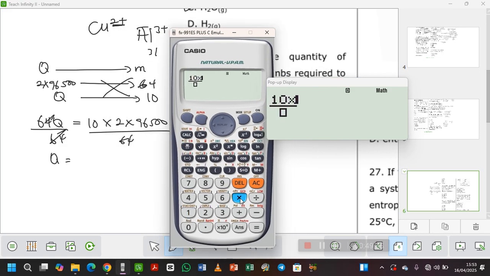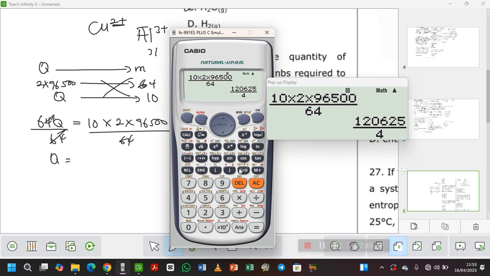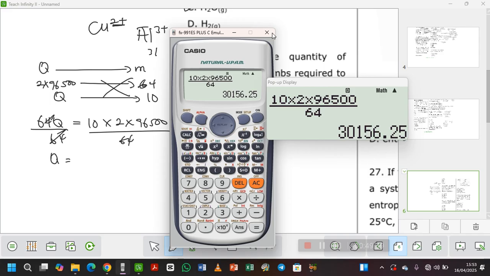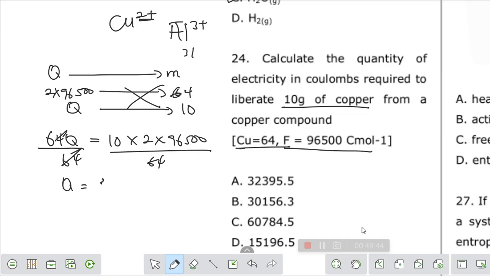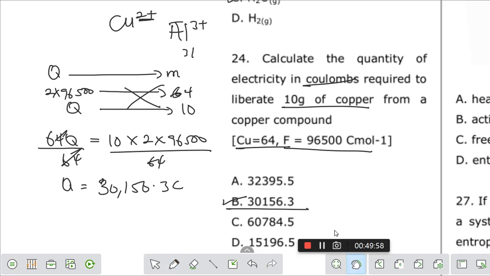So 10 times 2, times 96,500 over 64. So what do you have now? That's 30,156. So you can see it's already in the answer. The answer is option. So it is actually in coulombs. They already said in coulombs already. That's why they don't put units. It's not that it doesn't have units. I think you get it now.